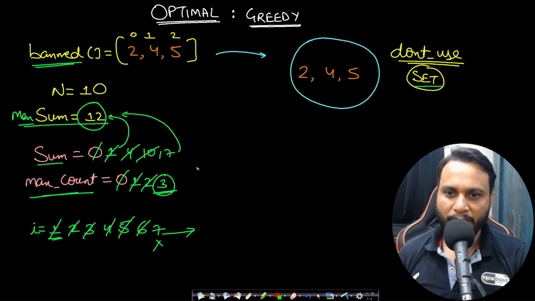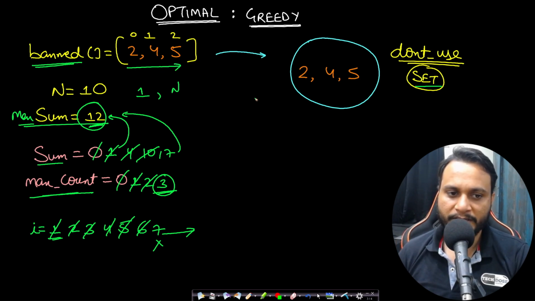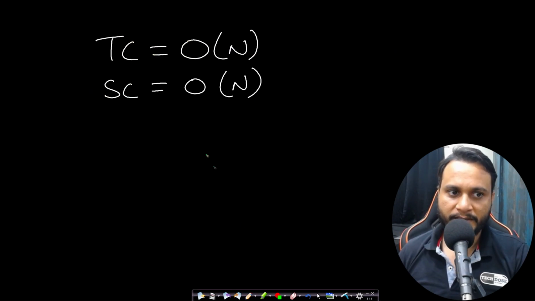This says that we can only include a maximum of 3 items in such a way that I do not exceed the maximum value, having started from 1 and going till n, in such a way that all the banned items are never included. So I hope you were able to understand this. The time complexity of this is order of n, because I am assuming that the set lookup time will be order of 1 and the set will be consuming order of n space. Let's now look at the code.